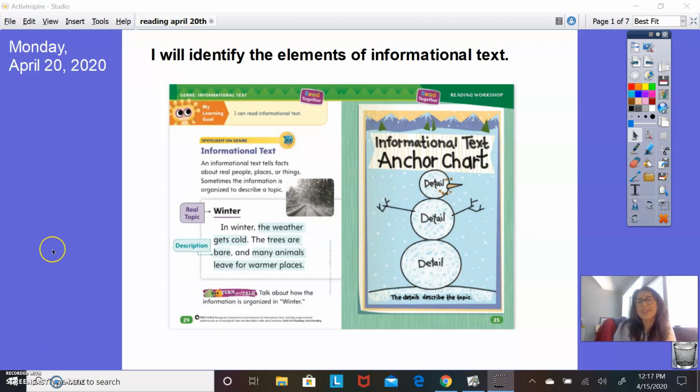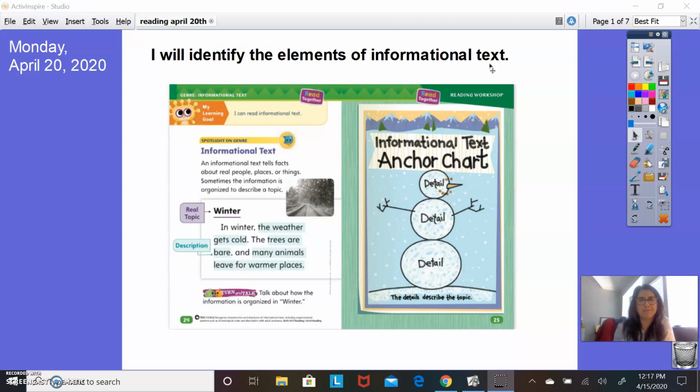Hello everyone, today is Monday, April 20th, 2020, and today in reading we are going to work on informational text. So let's go ahead and begin by reading our job. I will identify the elements of informational text. So let's start with talking about what is informational text.